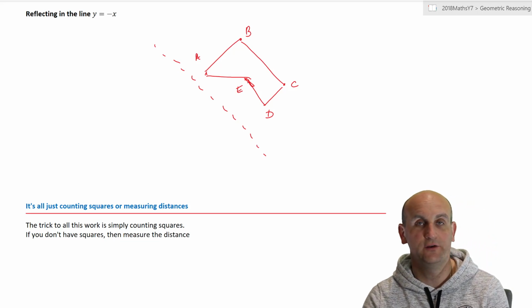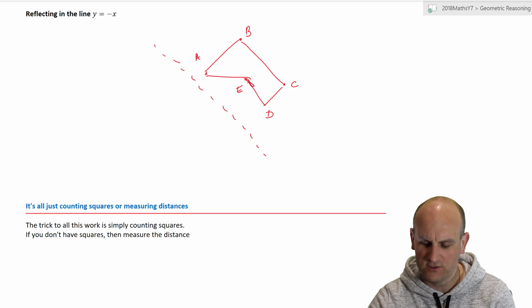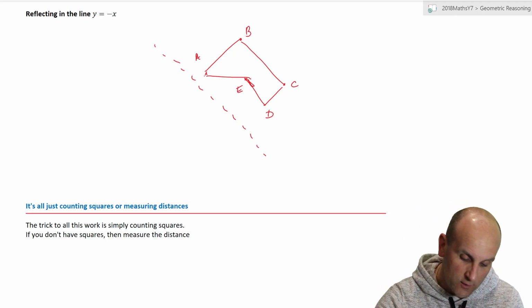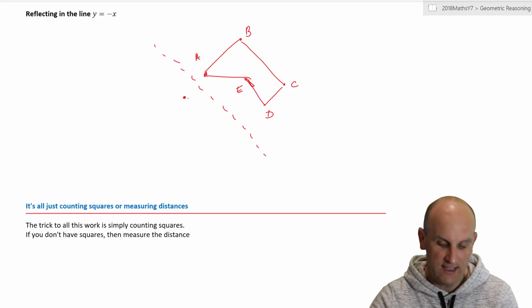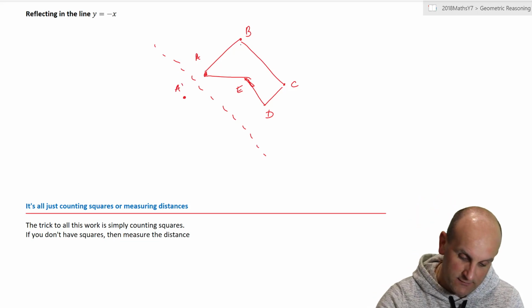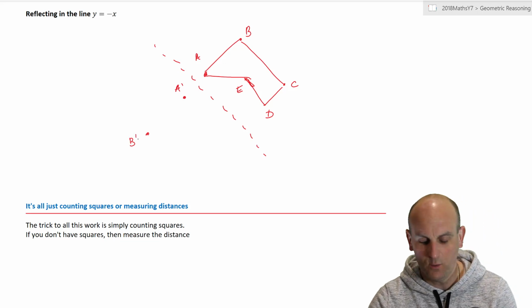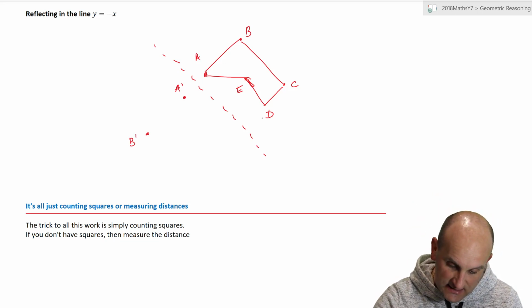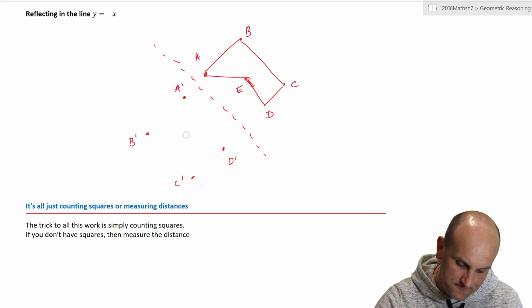And what am I looking to do? Again, just count distances, count squares, use your ruler or measure or whatever you need to do. So there is point A there, equidistant the other side, label it A dashed. There is B, equidistant the other side, B dashed. I'm just going to work around C. C is about here, I think, so that's C dashed. D is going to be about here, so there's D dashed. E is going to be sort of here.